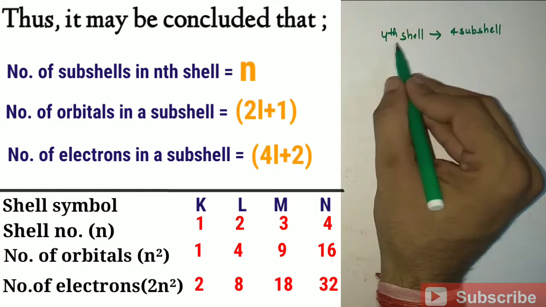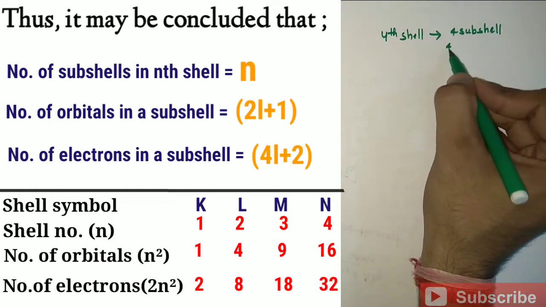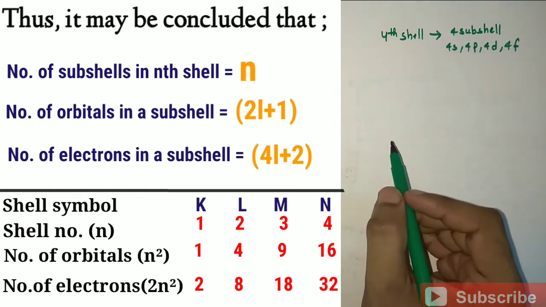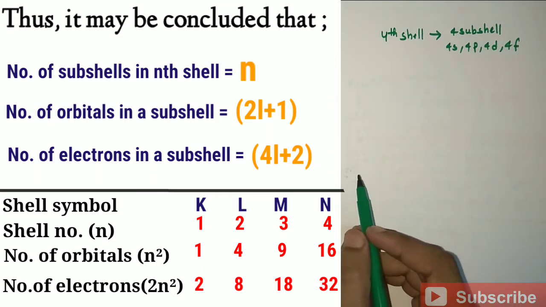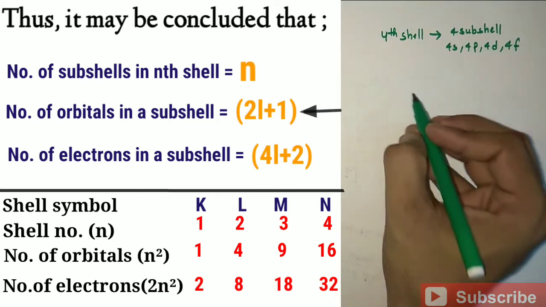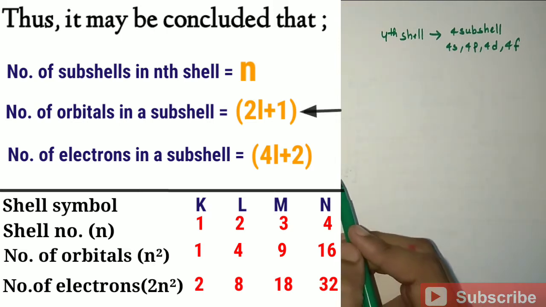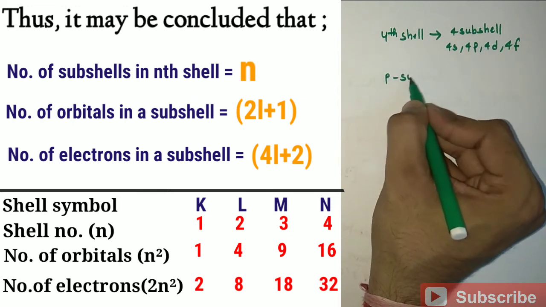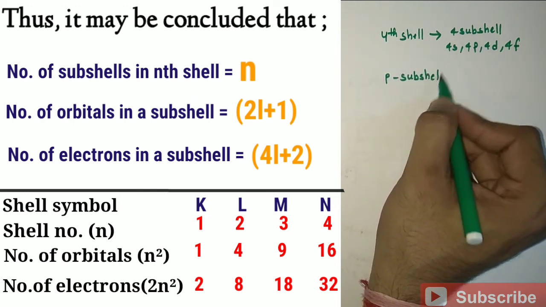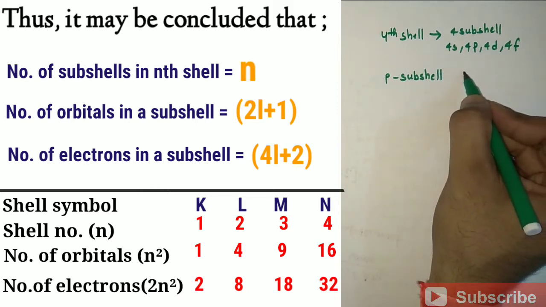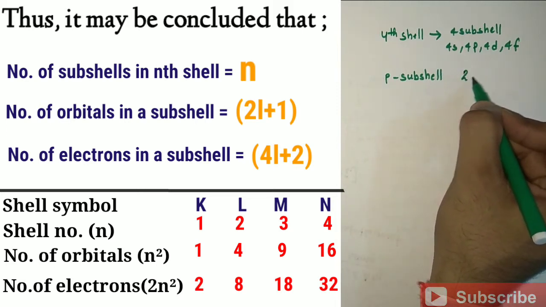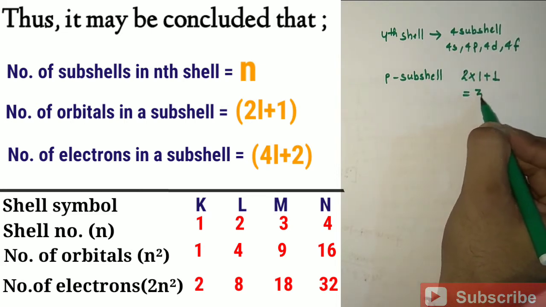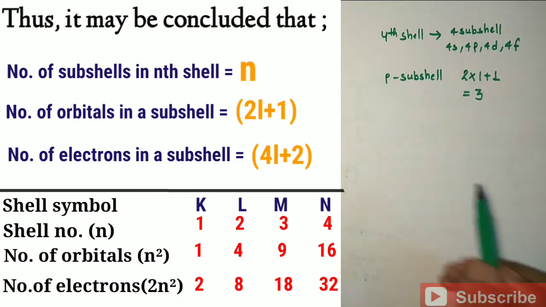Total number of subshells in the fourth shell will also be 4, that is 4s, 4p, 4d and 4f. Now the next one is the number of orbitals in a subshell, which is equal to 2l plus 1. Let's suppose we are talking about the p subshell. So the number of orbitals will be 2l plus 1, and the value of l for p is 1, so 2l plus 1 comes out to be 3, since the p subshell has 3 orbitals.